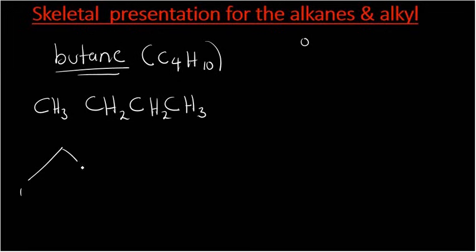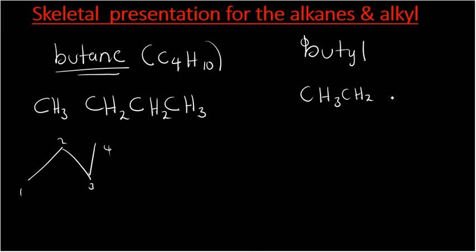Now here, 1, 2, 3. Then what? 4. This is how it looks like. That's a skeletal structure of what? Butane. But when it goes to what we call butyl, things change. The condensed structure, it is C₄H₃, C₄H₂, then C₄H₁₂, then also C₄H₁₂.